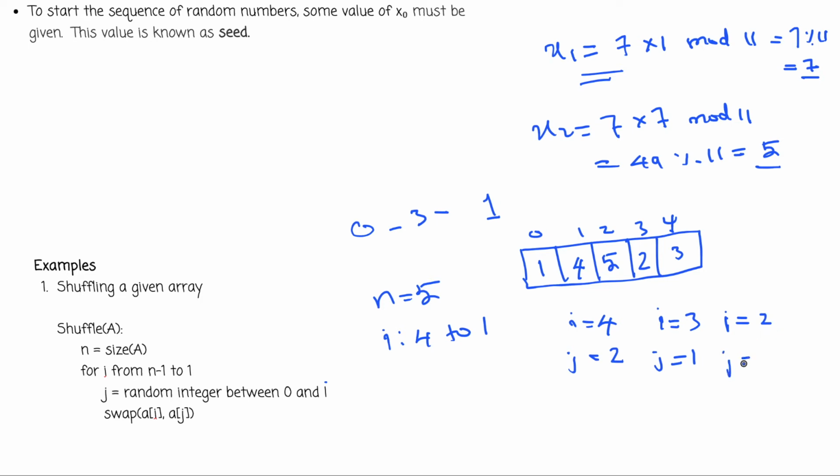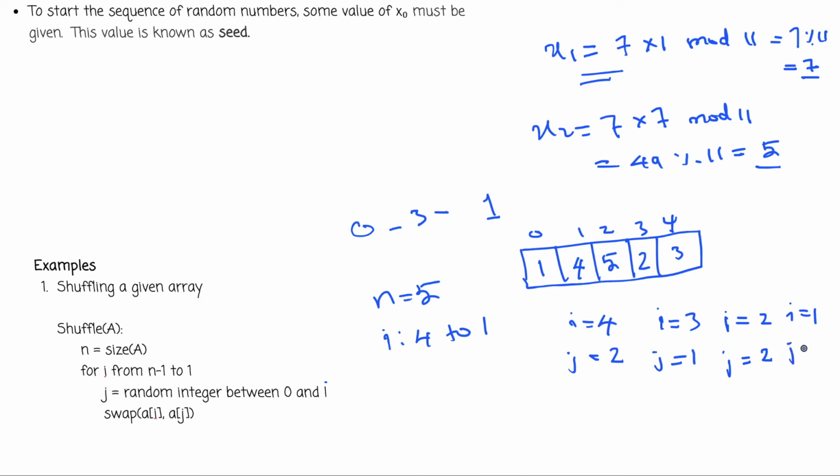Then I'm generating a number between 0 and 2. Let's say I'm generating the number 2. So I will be swapping the numbers at the location 2 with 2. So this number will not change because I'm swapping this number with itself. Then in the next iteration I will get a value 1. So that is the last value I can have for the value of i.